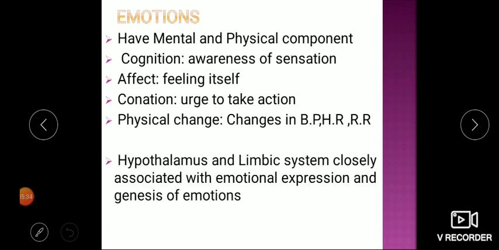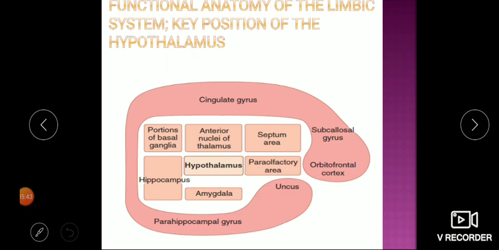So the hypothalamus and limbic system are closely associated with emotional expression and the genesis of emotions. Now this is the location of different nuclei of the limbic system. Functions we have shown schematically. You can see the center point is basically the hypothalamus.